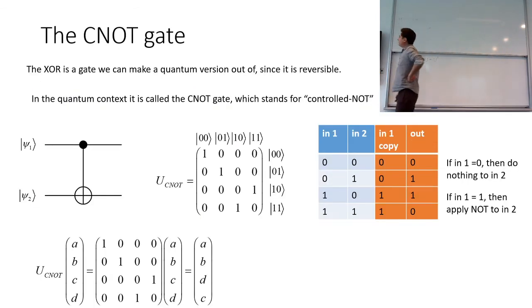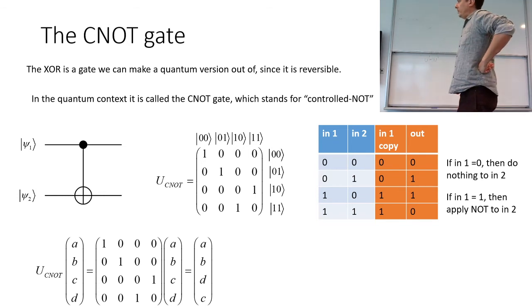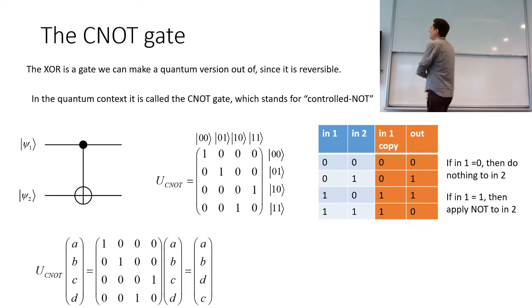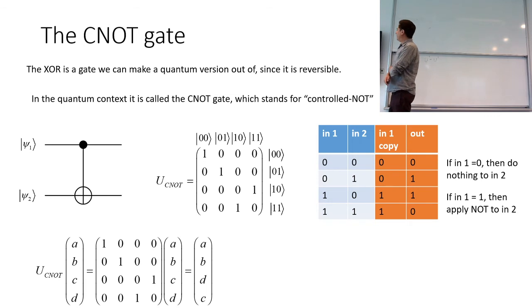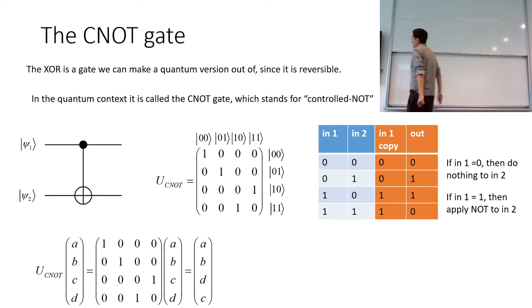So the XOR is indeed one that you can make that's consistent with Schrodinger's equation, and in the context of quantum computing, this one is called not XOR, but controlled NOT. It's actually the same logical kind of structure, but it's called controlled NOT.